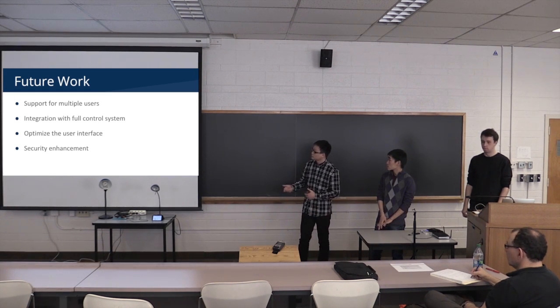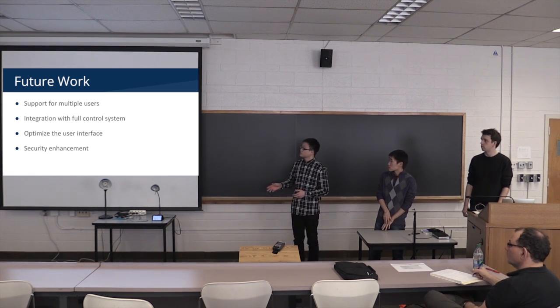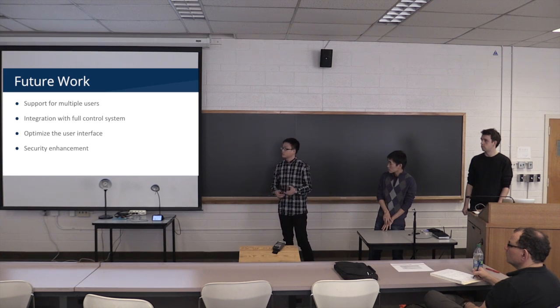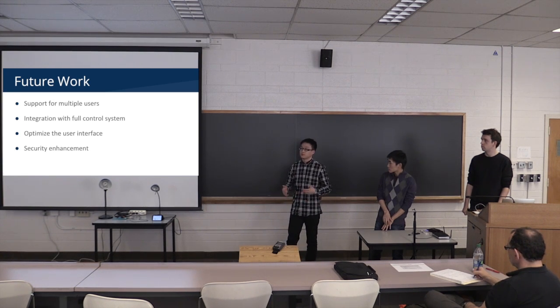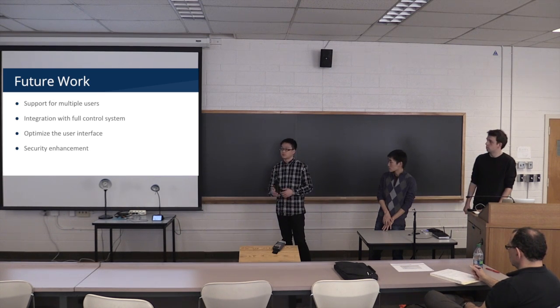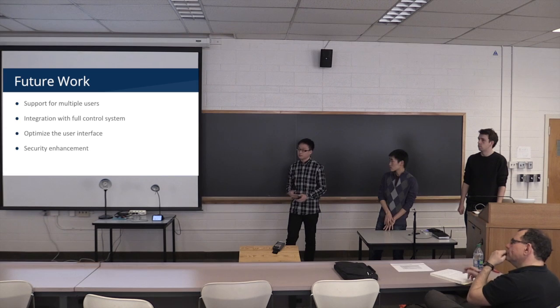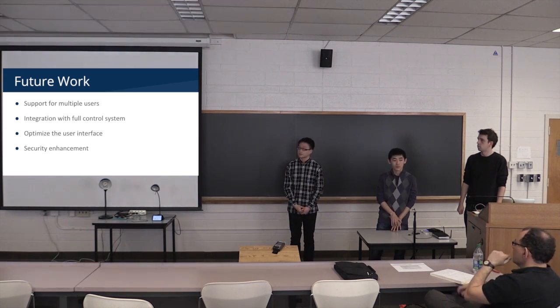And for the future work, right now the system already supports multiple users, but we haven't fully tested it. So our next step is to test it, and we're going to fully integrate the control system in the house instead of using the Arduino board as a simulation. We'll also keep optimizing the interface so it will be more friendly. And for security enhancement, we need to add some authentication methods so that it will be better protected. Thank you.